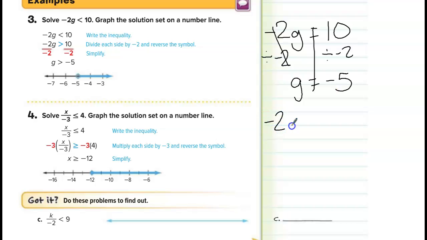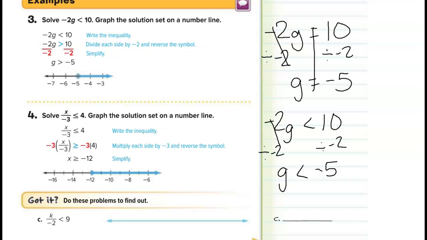If I have negative 2g is less than 10, what operation are these two? Multiplication. So what's the opposite? So what do I divide by? Okay, so I divide by negative 2, divide by negative 2. So g is less than negative 5. Okay, now let's say I want to go back and check to make sure my answer is right.